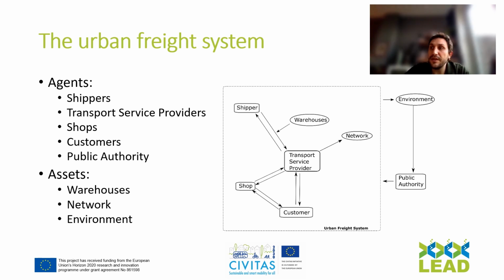The urban freight system also works on the assets of the different agents that are involved. For example, warehouses that are in the city, the network, so how is the delivery network configured by the transport service providers, for example, and also the environment. Because the urban freight system, as we know, has a lot of externalities towards the environment, so it's a relevant element to model as well.